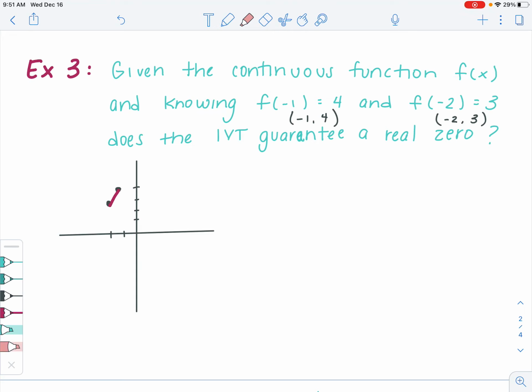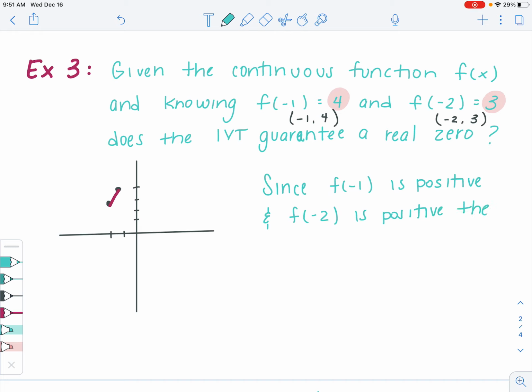I could have also just looked and said, okay, positive y value, I need a positive and a negative in order to guarantee a zero. So since f of -1 is positive and f of -2 is positive, the intermediate value theorem does not guarantee a real zero. One has to be positive, one has to be negative in order for it to guarantee a real zero.